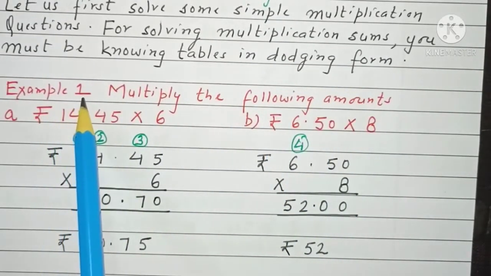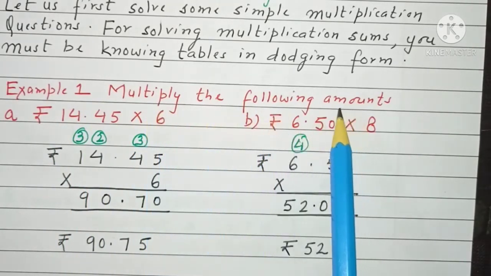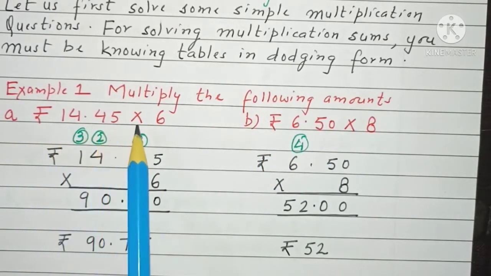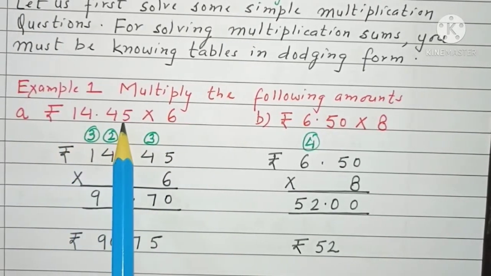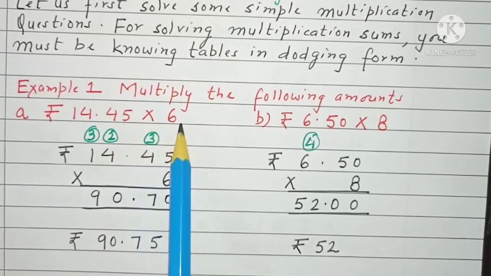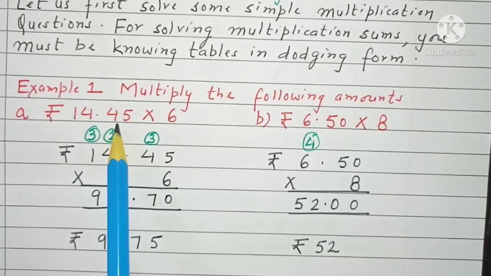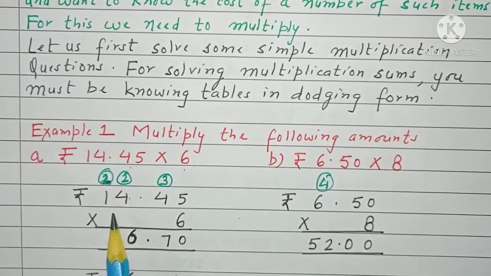Let's see example 1. The question is, multiply the following amounts. A part, rupees 14.45 multiplied by 6. It is 14 rupees and 45 paisa, which is to be multiplied by 6. That means, for example, you know the cost of one item, that is rupees 14.45, and you need to calculate the cost of 6 such items. For that, we need to multiply the given amount by 6.